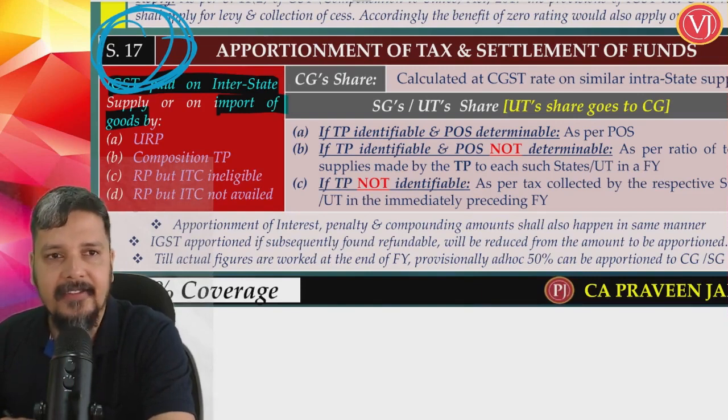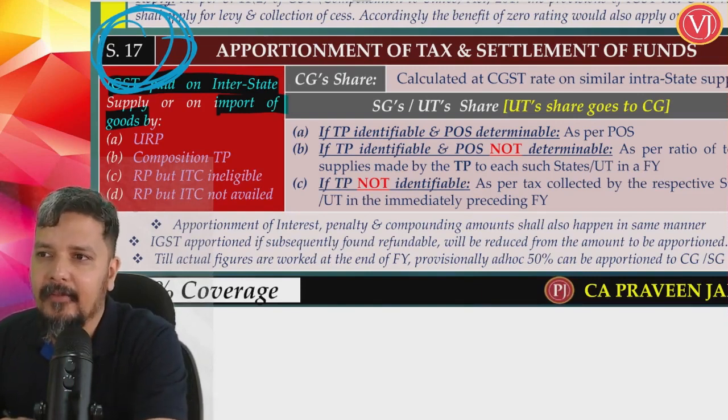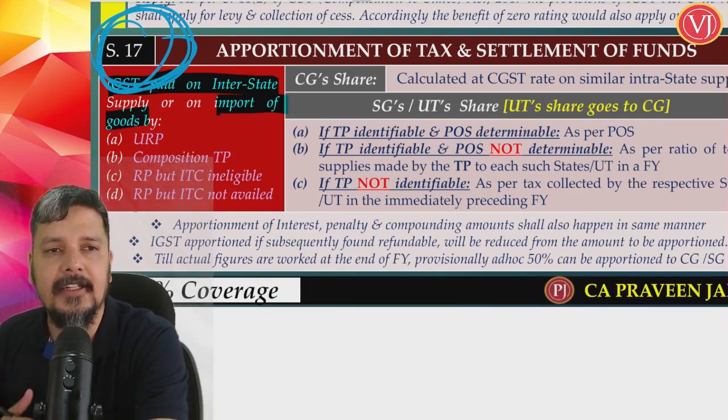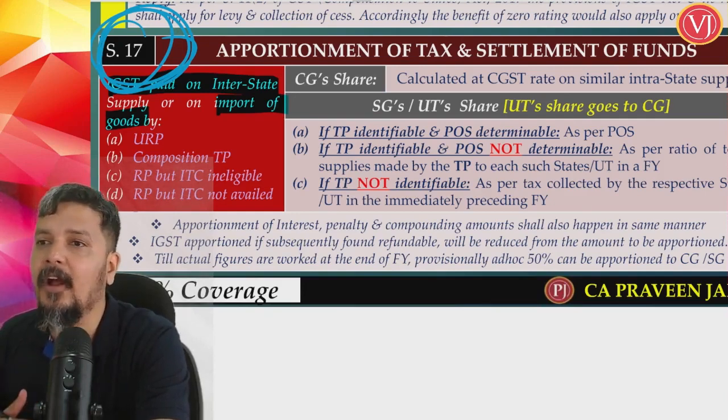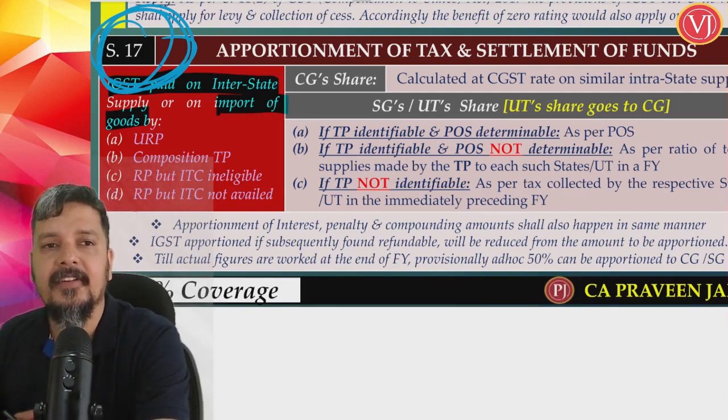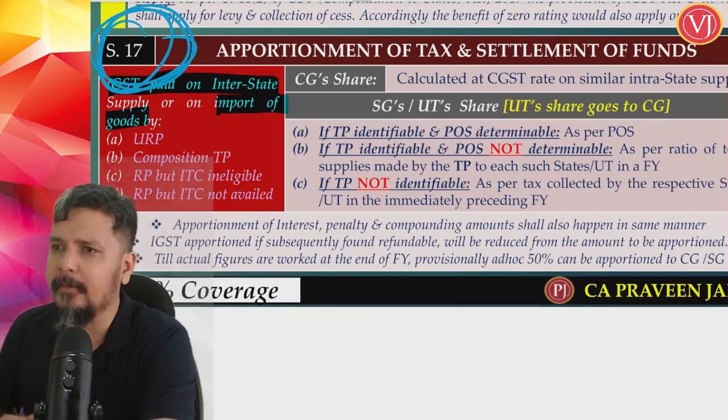Correct? That is IGST amount. If the recipient is unregistered, he cannot take the credit. The recipient is a composition scheme dealer, he cannot take the credit. The recipient is a registered person but not eligible for ITC, not taken. The recipient is a registered person, eligible for ITC, but he has not availed it for some reason.